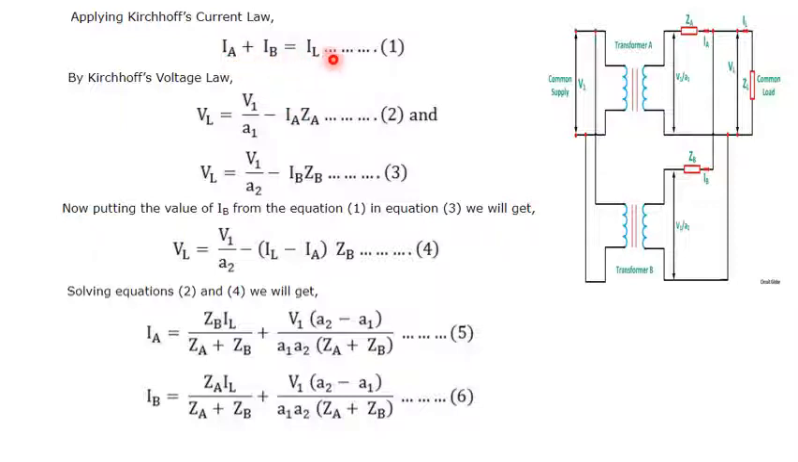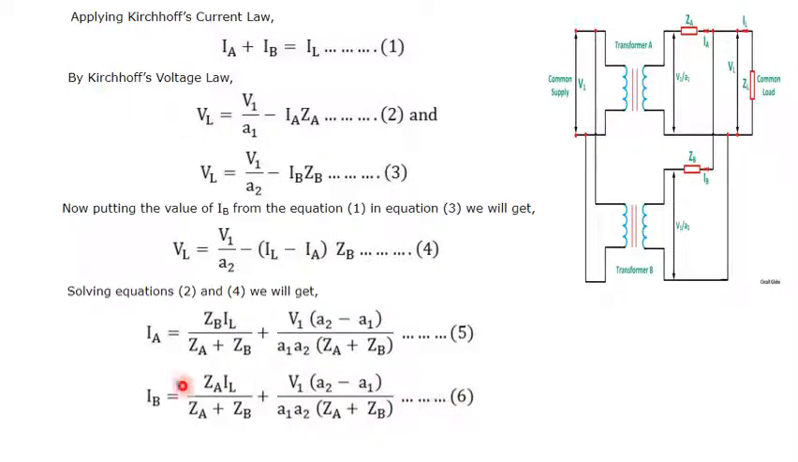IA is equal to IL minus IB. Substitute here, in place of IA, IL minus IB. Then again solve equation number 2 and equation number 4. Then you will get IB is equal to ZA IL divided by ZA plus ZB, plus V1 into A2 minus A1 divided by A1 A2 into ZA plus ZB. Call this equation number 6.